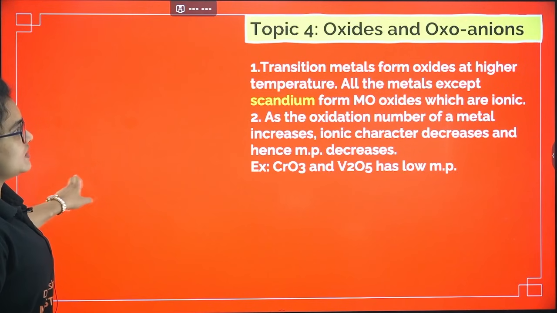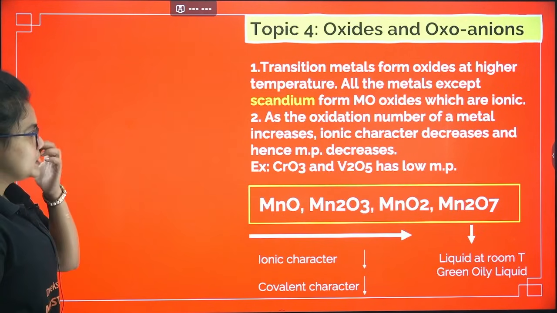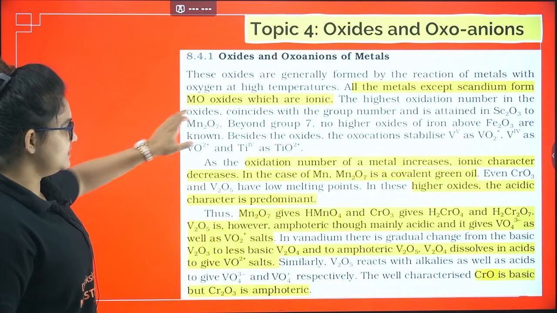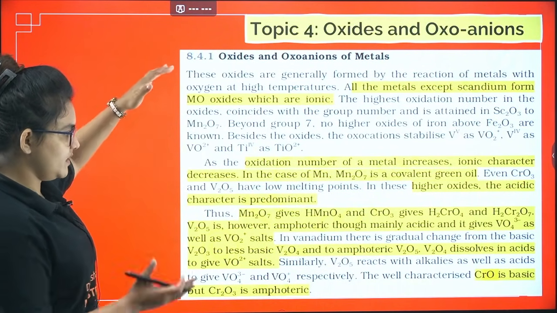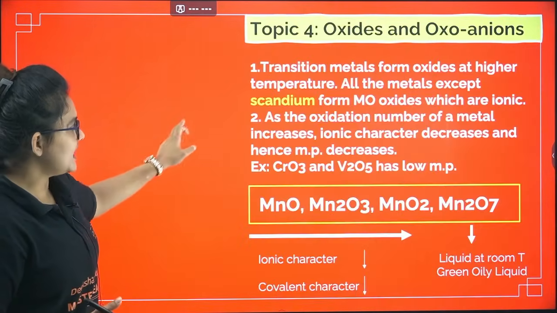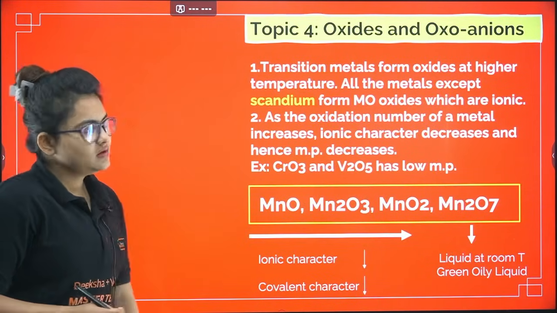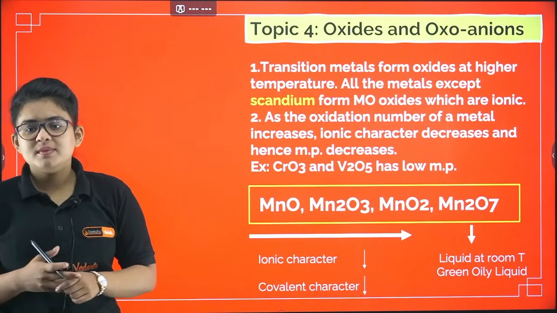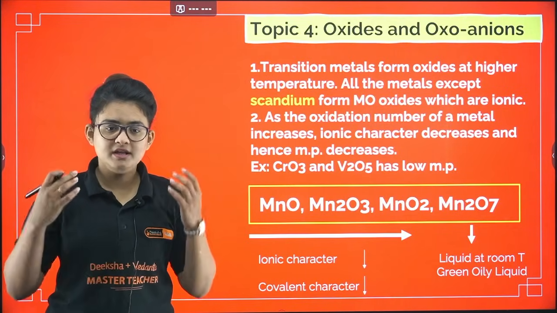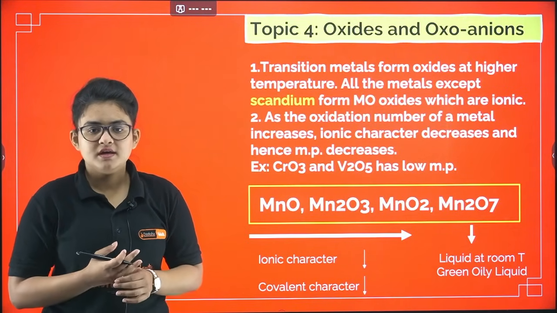Next, oxides and oxoanions. A few basic things you have to remember: this is the entire NCERT portion, and only the highlighted portion you have to remember. Here you can see transition metals can form oxides, and we need high temperature for that.